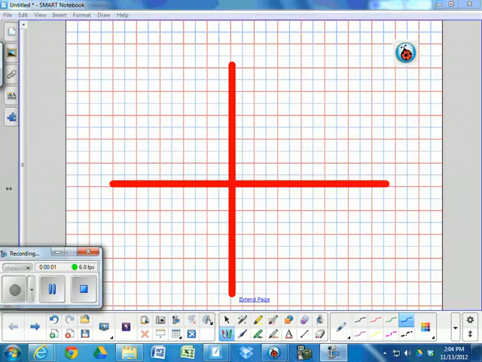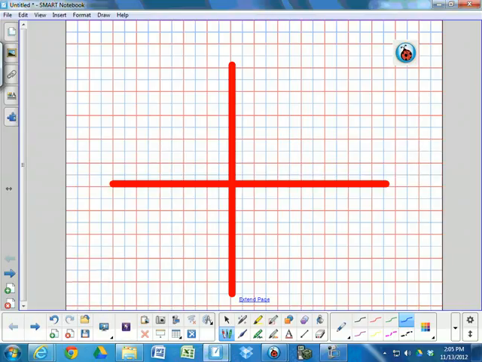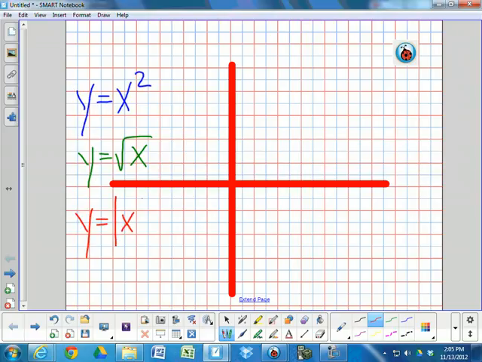All right, so let's talk about the major parent functions that we're using in this class, and then how you do the transformations. We can reflect them, we can stretch them, and we can translate them. The three main parent functions are, write these down, y equals x squared, y equals the square root of x, and then the newest one, you may have watched the video last night, maybe you didn't, the absolute value of x. So these are the three parent functions that we're working with.